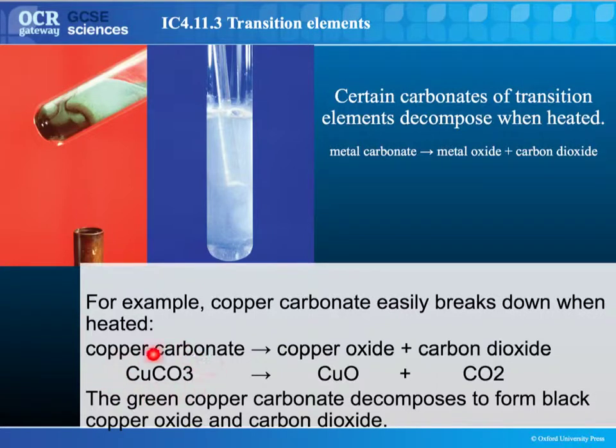Copper carbonate will break down to become copper oxide and carbon dioxide. You can see that here because the green copper carbonate is turning into black copper oxide. This happens for a lot of transition metals. It's one of the key features of transition metals that they will thermally decompose.